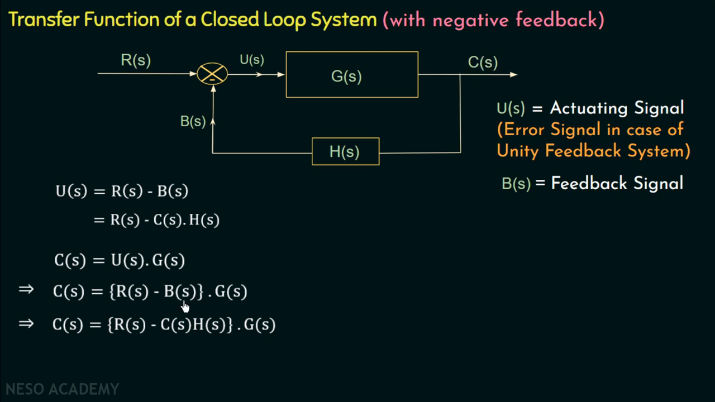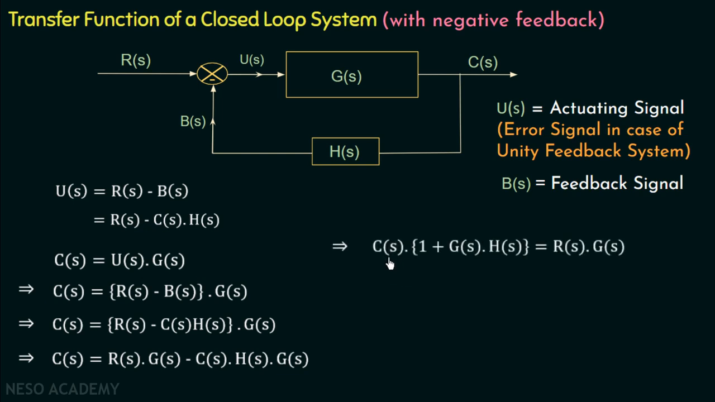So we have replaced B(s) with C(s)H(s). Now we will open this bracket and multiply G(s). So we will have C(s) equal to R(s)G(s) minus C(s)H(s)G(s). Now, if we transpose this factor to the left hand side and take C(s) common, then we will have C(s) multiplied with 1 plus G(s)H(s) equal to R(s) multiplied with G(s).